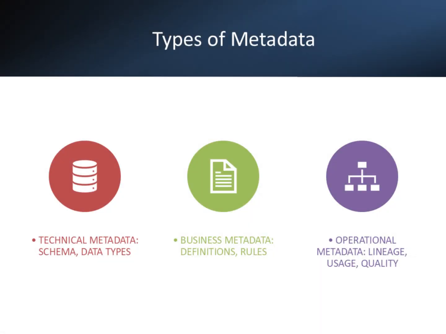There are three primary types of metadata. First, technical metadata includes things like schema details, data types, and database structures. This is what your IT teams rely on. Second, business metadata explains things from a non-technical perspective, such as what customer churn actually means. And third, operational metadata gives us insights into the data's journey. When was it loaded? Where did it come from? How often is it updated? Each of these types serves a different but equally important audience.